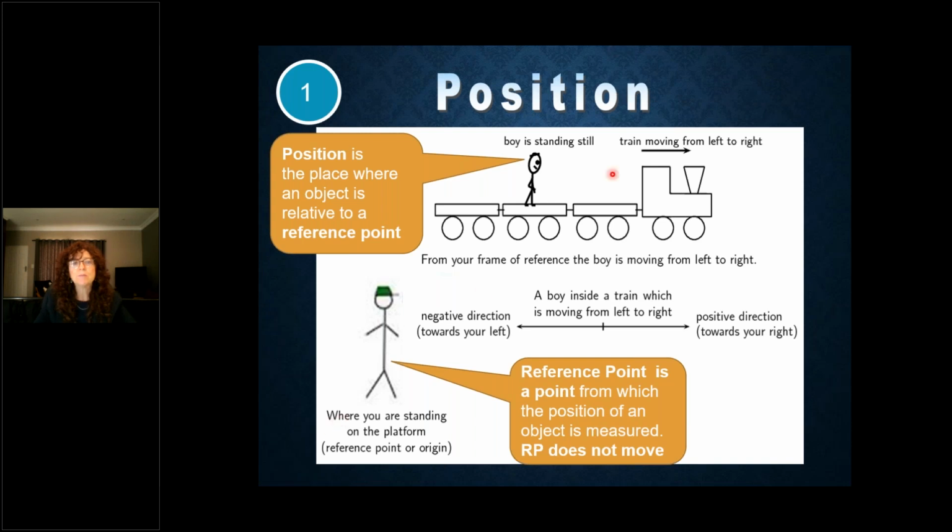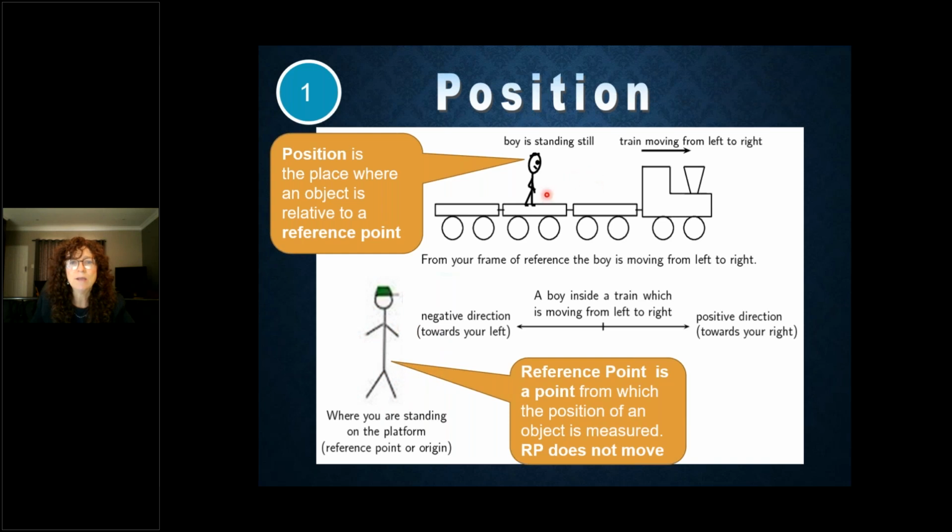So what is position? Position is therefore the place where an object is relative to a reference point. So what is the reference point here? The reference point here is the man. In the Doppler effect, that is the application that we have here, right? In the Doppler effect, you can be standing on a platform and the train is coming from the left and moving to the right. So here we apply certain knowledge. Your reference point is the guy that's standing on the platform, that's you, and that is the reference point, the place of origin.